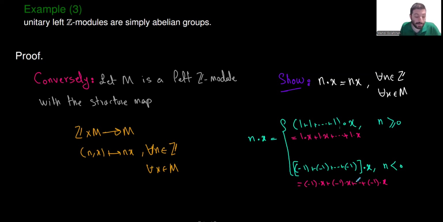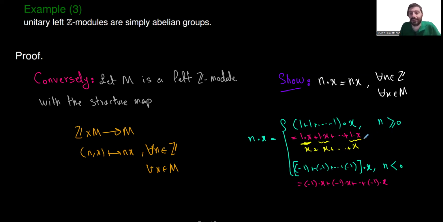Then 1 times x is the same as x, because we know that 1 is a unitary. Okay, very good. Let me write with my yellow one. So it is a unitary, and this guy is equal to x, this guy is equal to x, and this guy is equal to x. So in this case, it would be x plus x plus ... plus x.